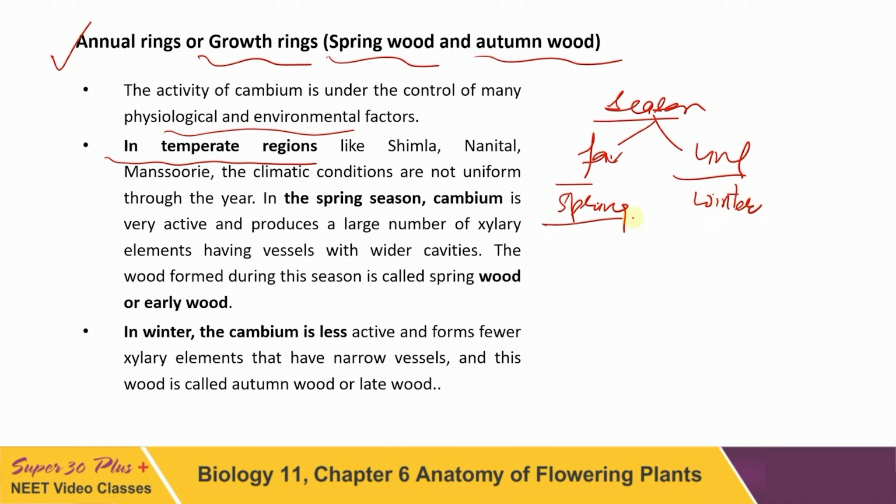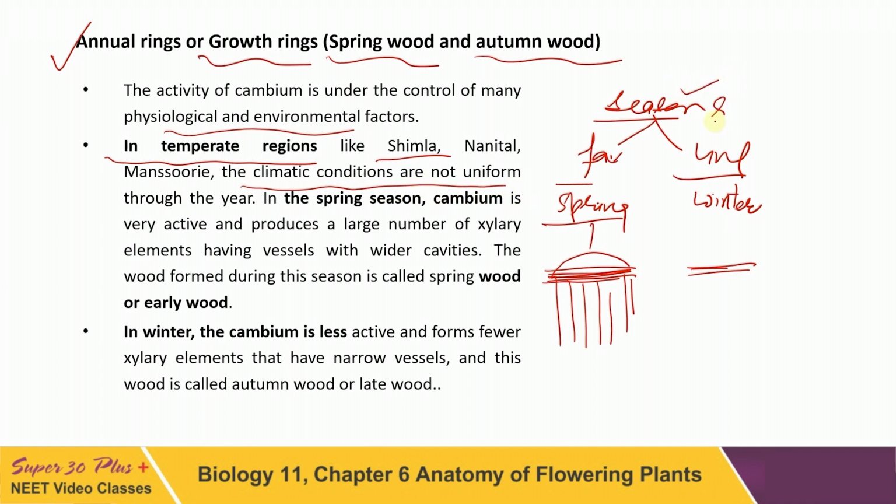What happens now in the spring season? The activity of the cambium ring will be more active as compared to the winter season. When it is more active, the amount of xylem and phloem formed will be much more. You can see here the temperate region, let us say Shimla, Nainital, Mussoorie. The climatic conditions are not uniform. The seasons are there, so in the spring season, what will be?